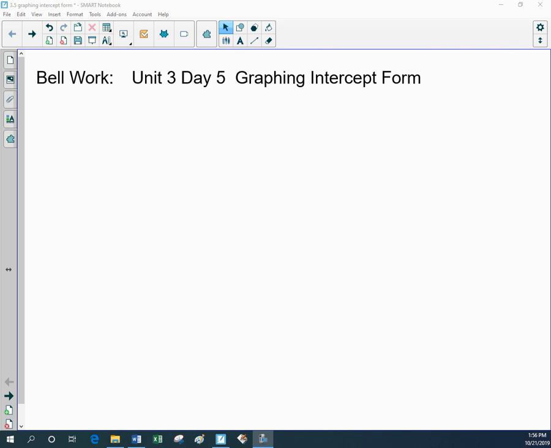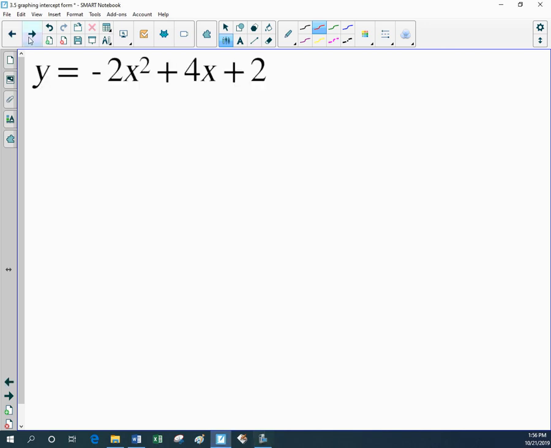Okay, this is the notes for Unit 3, Day 5, graphing from intercept form. Before we get into today's lesson, I'm just going to quickly review the two forms that we've talked about previously. This first one, standard form. Remember, in standard form, we have ax squared plus bx plus c.